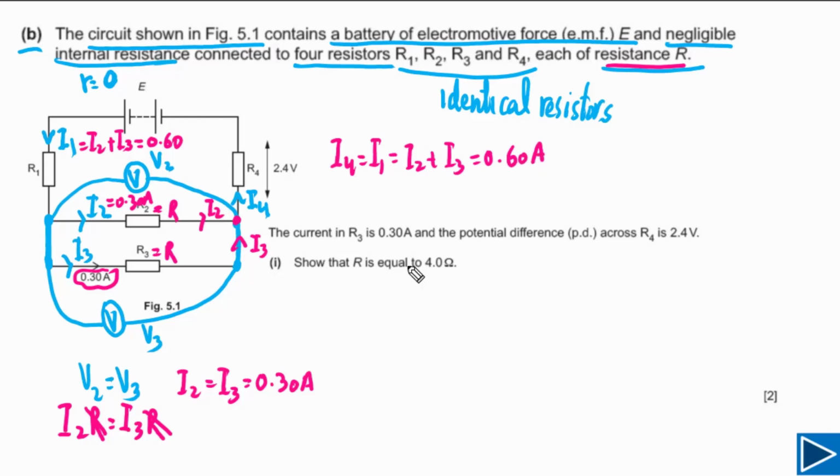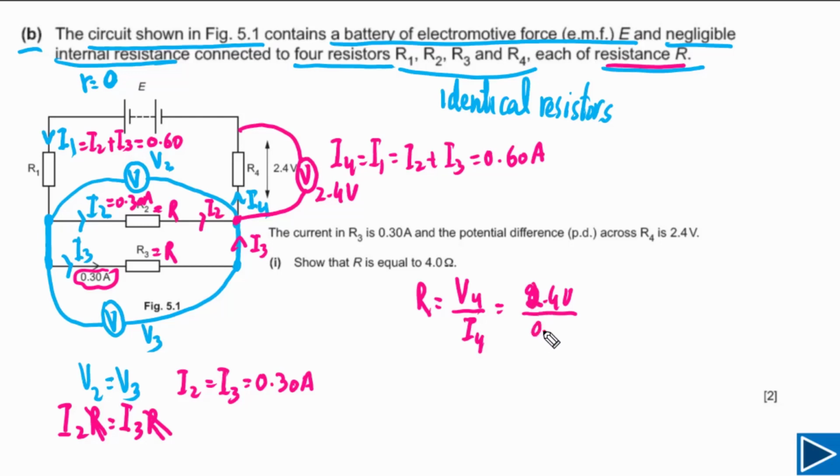Now question is asking us to calculate resistance. So across this resistor, value of potential difference is given, that is equal to 2.4 volts. So this is 2.4 volts, and current passing through this one we have, this is 0.60. So simply we can write down R will be equal to V4 divided by I4. So the V4 is 2.4 volts and I4, means current passing through this resistor, is equal to 0.60 amps. So our final answer in this case will be equal to 4.0 ohms. That's what question was asking us to show. So this is our final answer.